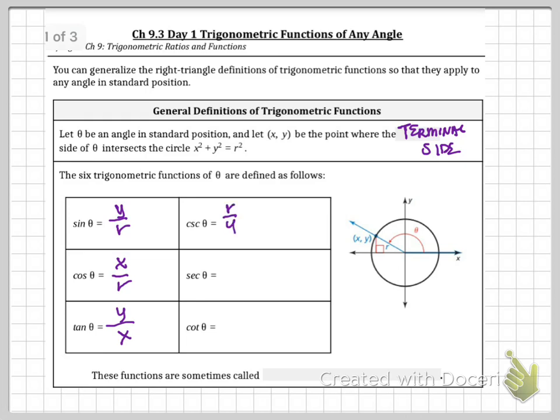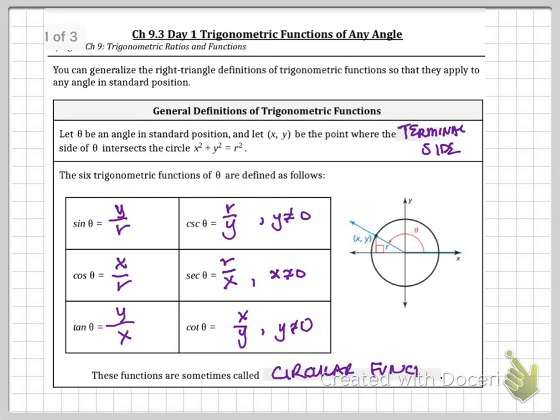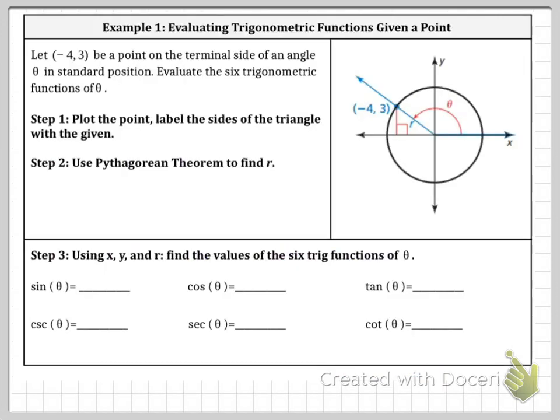So cosecant is r over y, where y cannot equal 0. Secant is r over x, where x cannot equal 0, and then cotangent of theta is x over y, where y cannot equal 0. These functions are sometimes called circular functions. So let's try a couple of these.